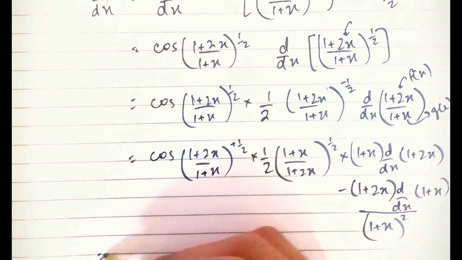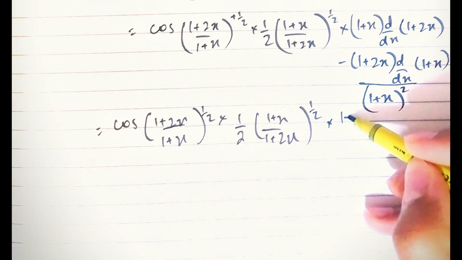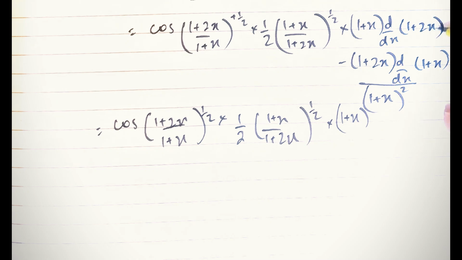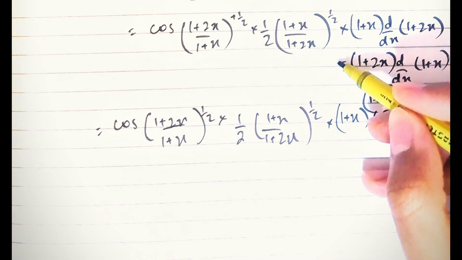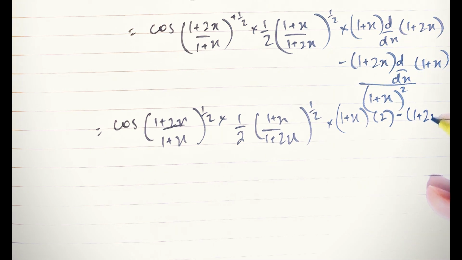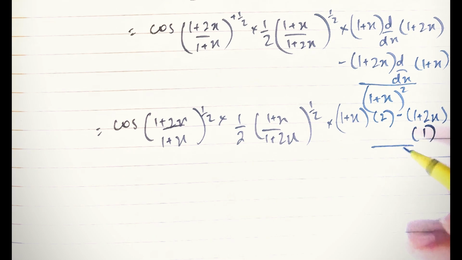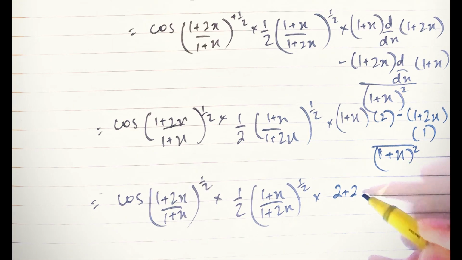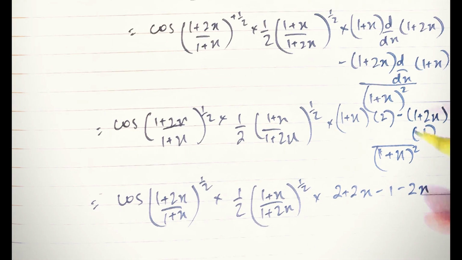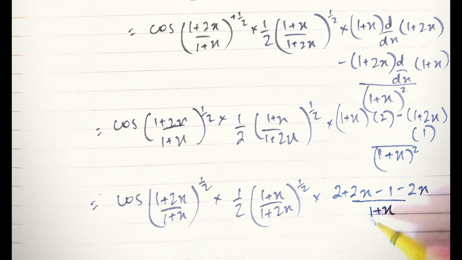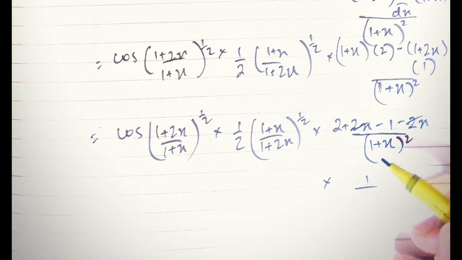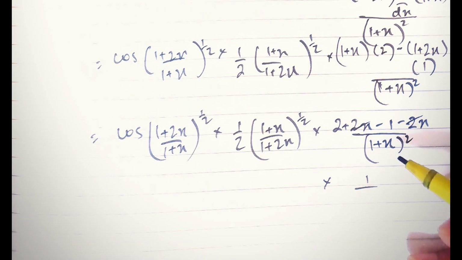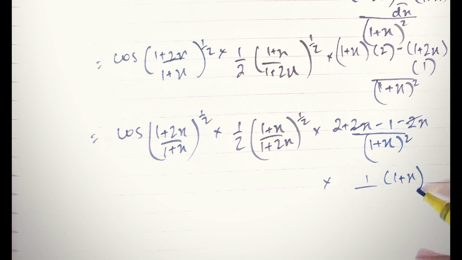Okay, so these terms would be as they are. So (1 plus x) times the derivative of (1 plus 2x), which is 2, minus (1 plus 2x) times the derivative of (1 plus x), which is 1, divided by (1 plus x) whole squared. Okay, we have 2 plus 2x minus 1 minus 2x, because the negative sign is multiplied by every term present inside the bracket, divided by (1 plus x) whole squared. So this 2x and this 2x would be cancelled. 2 minus 1 gives us 1, divided by, and now I'm going to reciprocate this (1 plus x) whole squared, so it would be (1 plus x) to the power negative 2.